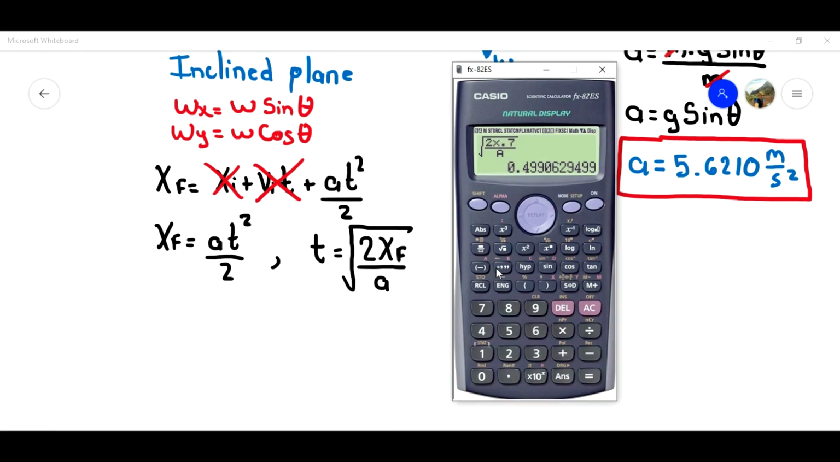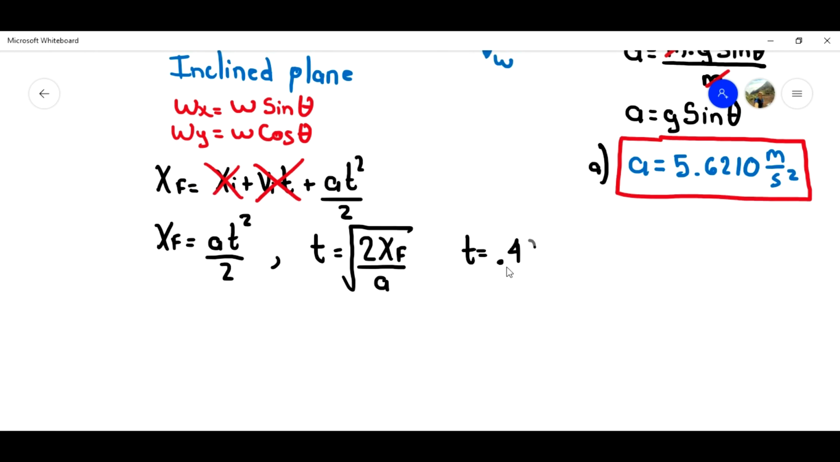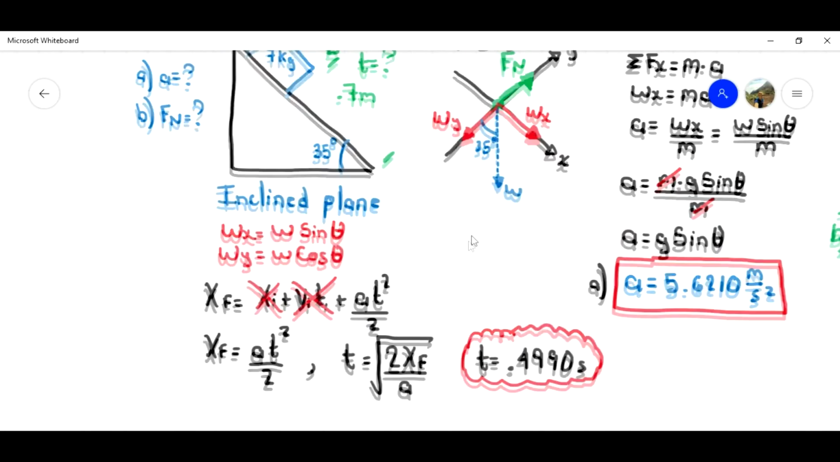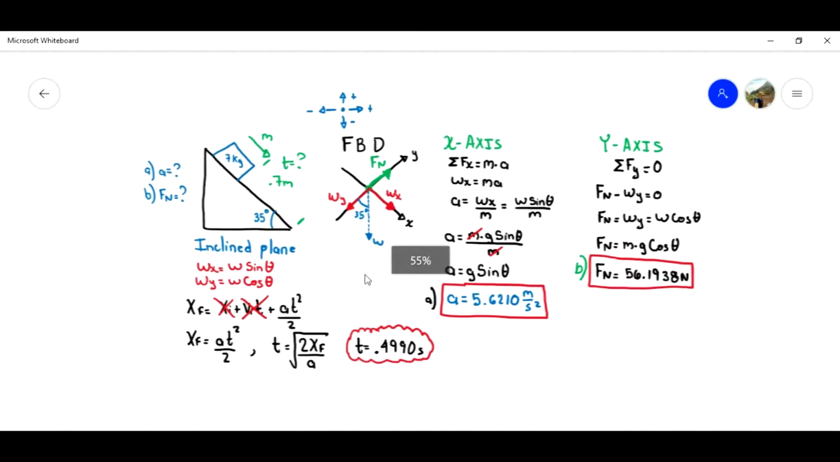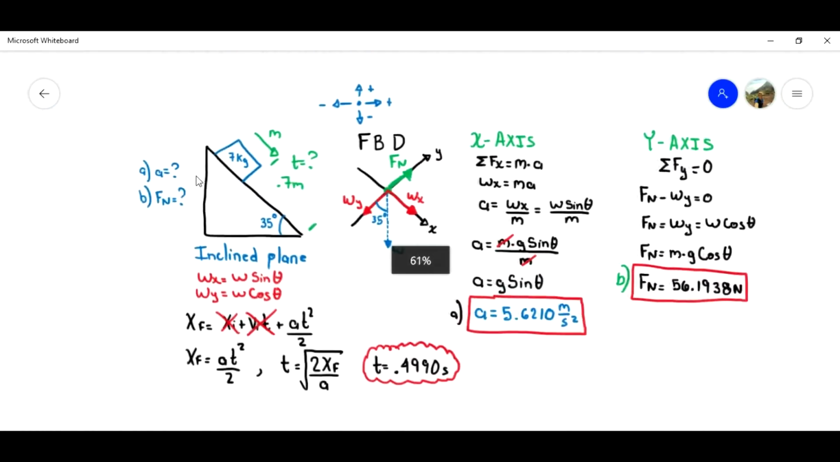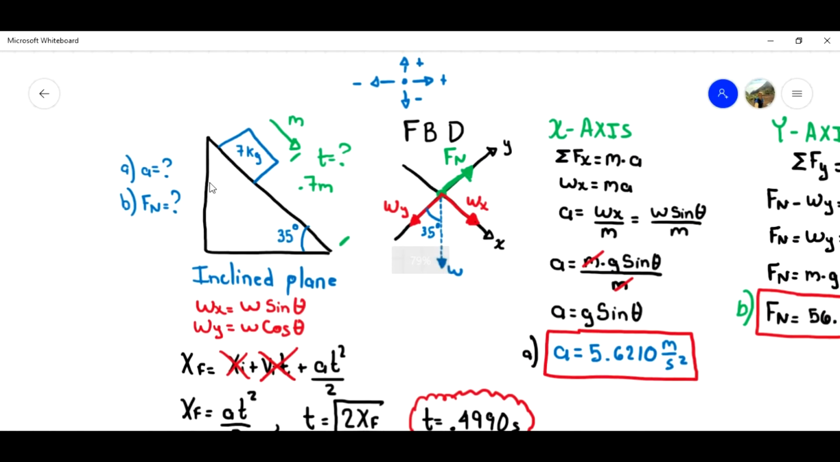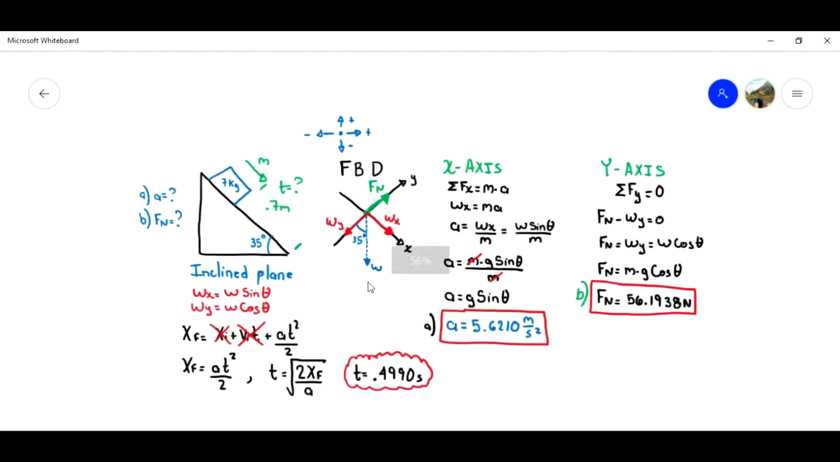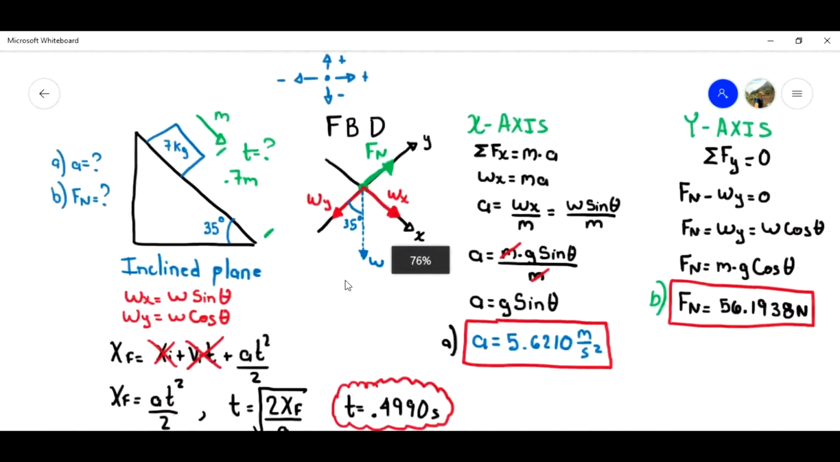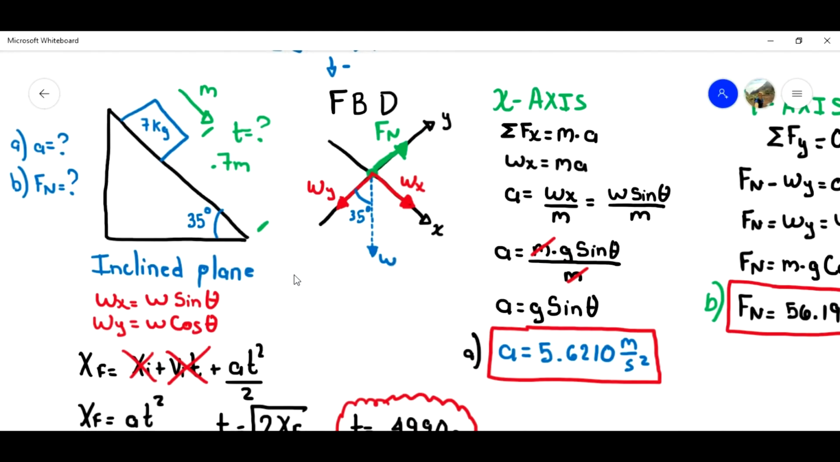So time equals 0.4990 seconds. And I'm going to circle this answer over here. I'm not going to write that it is the letter C, because this is something that I just came up with. So this is problem number 2 about dynamics, inclined plane without friction, and there are no other forces involved. I hope you understood this topic, and later on we're going to have more videos about it. So take care, guys. Bye bye.